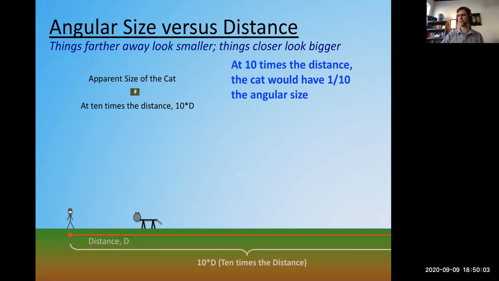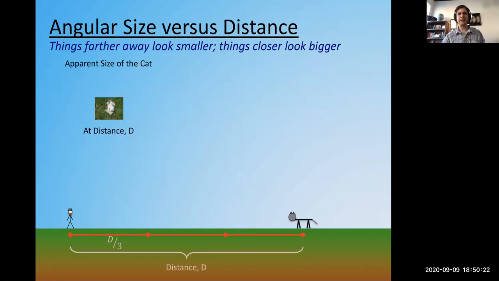Okay, so now we have that nice connection. Make something move twice as far away, it looks half as big. Move it 3 times farther away, it looks 1/3 as big. 4 times further away, 1/4 as big. I can handle that.